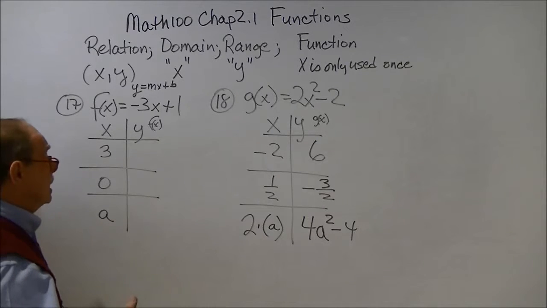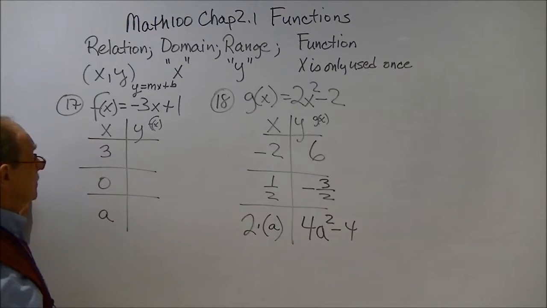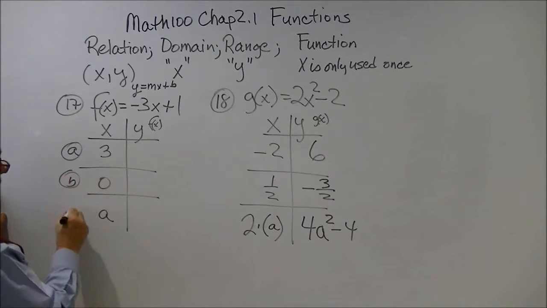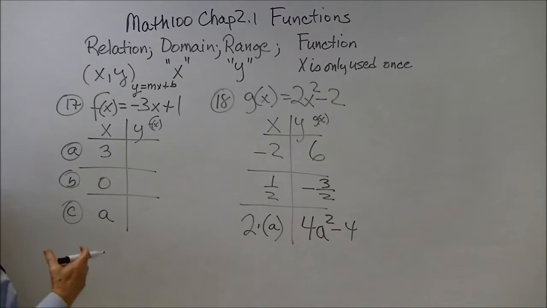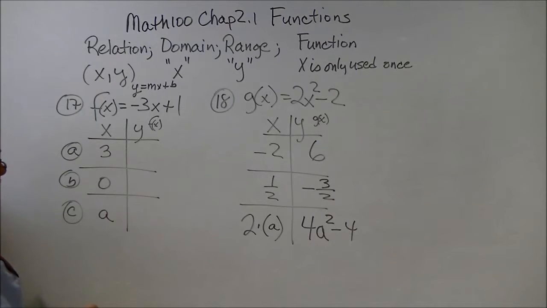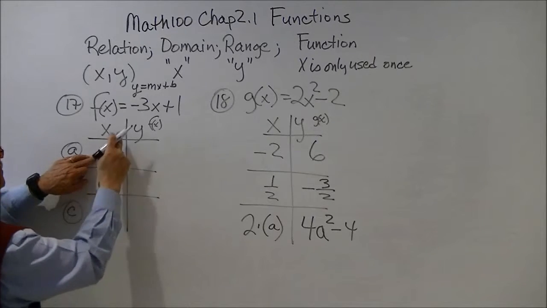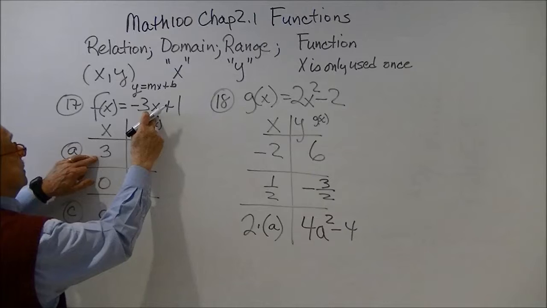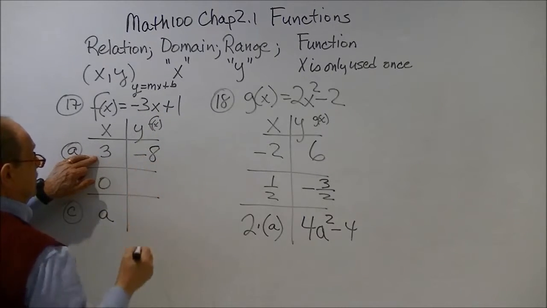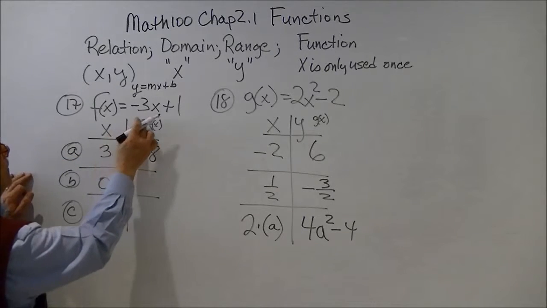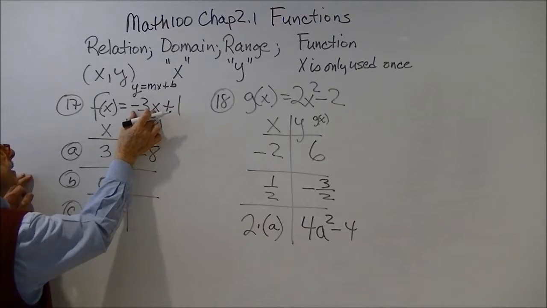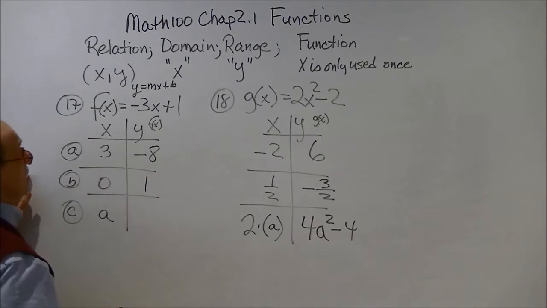And during the class, when I give the lesson, I use this as well. So they're going to ask you for A, B, and C, 3 answers. And how do you find out what the output, that is the y value, would be? Well, you put the 3 in there. So negative 3 times 3 is a negative 9, plus 1 makes this a negative 8. If x is 0, then negative 3 times 0 is 0, and this becomes a 1.